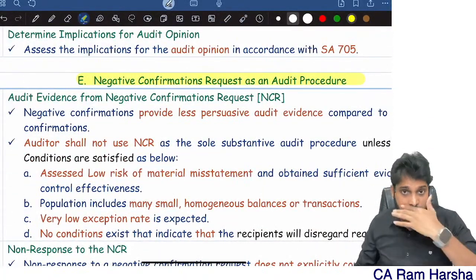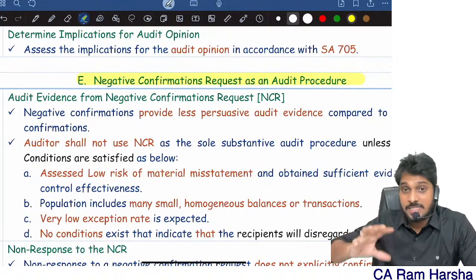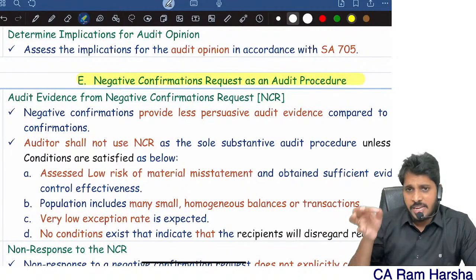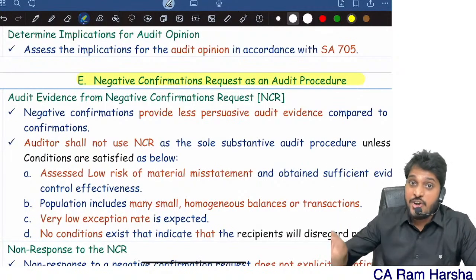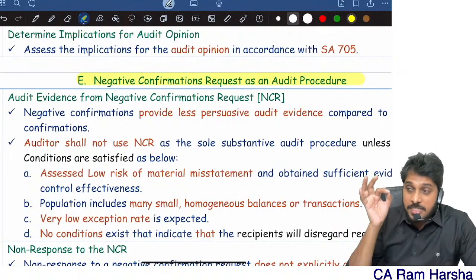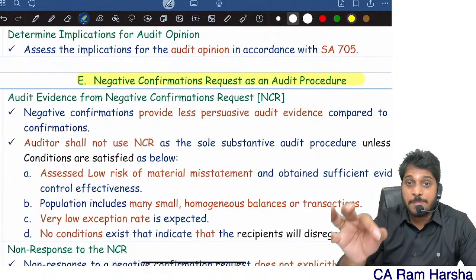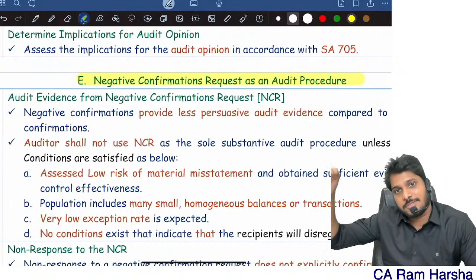Negative confirmation request. What is a negative confirmation request? In a negative confirmation request, I will send a confirmation request to the third party. In that information I will mention: sir, in our books of accounts the account balance is like this. Please reply if you disagree. Ignore otherwise. Non-receipt of reply within 3 days, we assume that you agreed with this. Like that we will mention and then send.